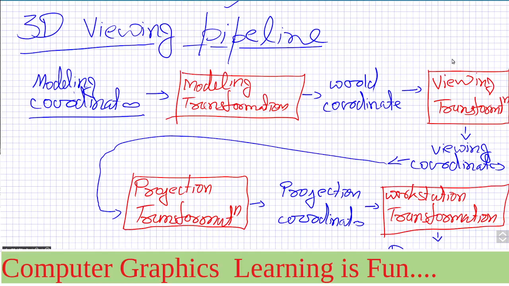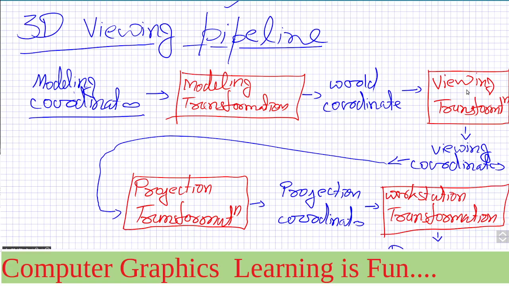We are seeing something called the 3D viewing pipeline, where we are trying to understand what actually happens. Once you have modeled your objects, this modeling transformation will give you the world coordinates, okay, and these world coordinates need to be converted to the viewing coordinates, and for that the viewing transformation will be helpful.